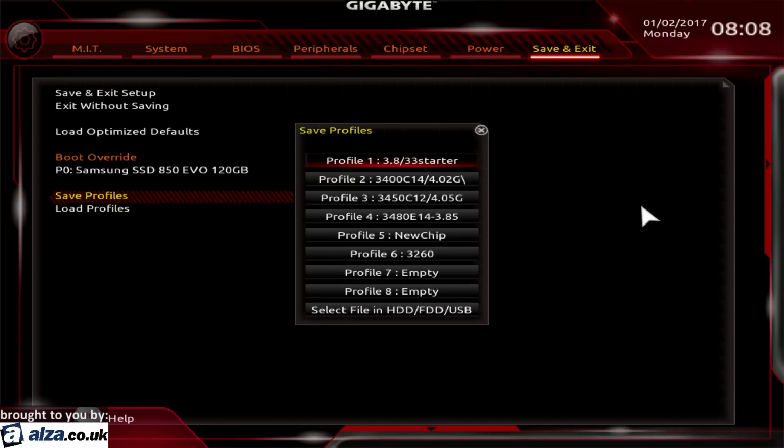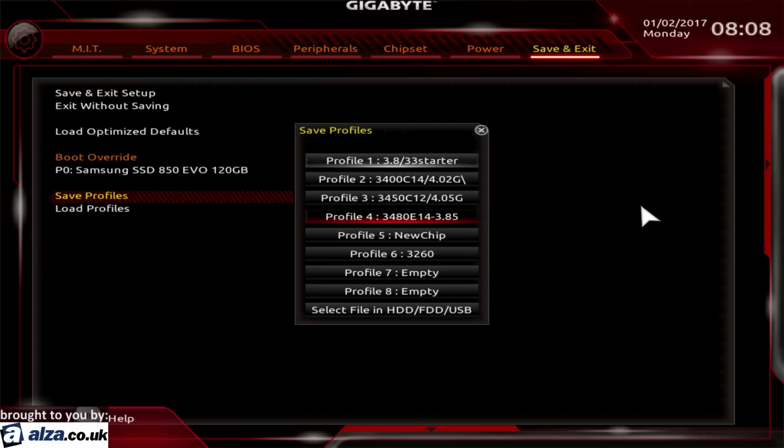The thing about saving profiles onto HDDs and USB sticks is it needs them in FAT32. And I think you also need FAT32 for BIOS flashing. So if you have a Gigabyte motherboard, you might want to have a FAT32 formatted hard drive constantly plugged in, that you use for BIOS flashing as well as storing profiles. But that's completely optional.